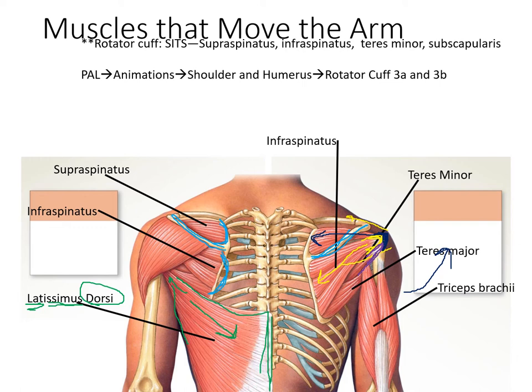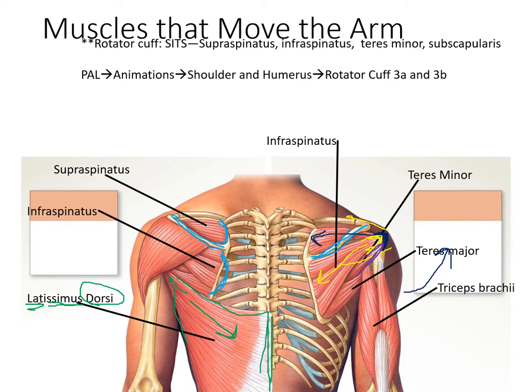Okay, and the final muscle here is the triceps brachii. Now this happens to be a muscle that crosses not one joint, but two joints. And so it's going to act on both the shoulder as well as the elbow. Its shoulder actions are relatively minor compared to its elbow actions, but I'll show it to you here. And then we'll look at it again at the elbow.